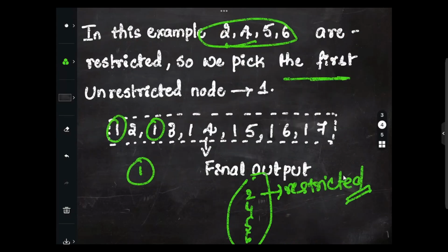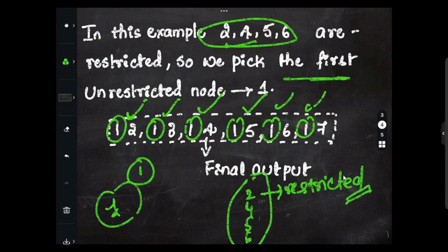So let me come here in this case. This would be 1 2, 1 3, 1 4, 1 5, 1 6, 1 7. Why have we considered it like this? Because the maximum number of nodes that we have is 7. From the question itself, in the input they have given 7 nodes and 4 restrictions. The M restrictions that we have are 2, 4, 5, 6 here. So the first unrestricted node is 1.